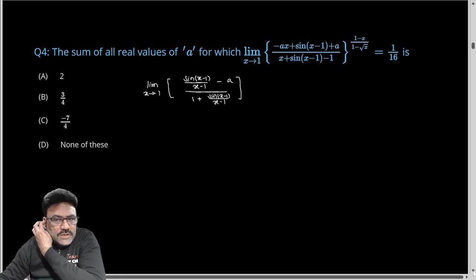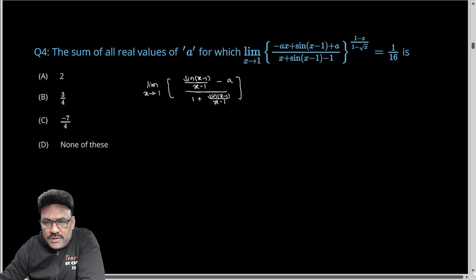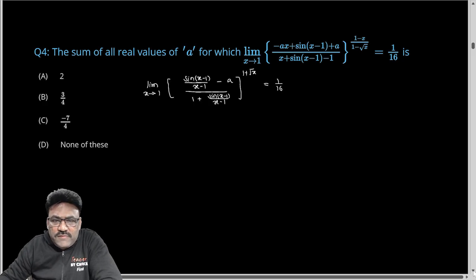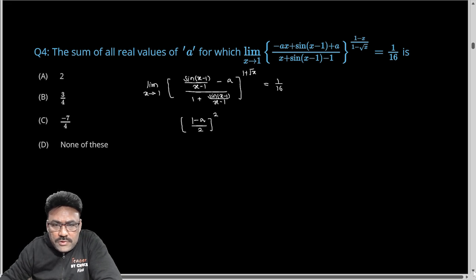If I divide the numerator by x minus 1, I get sine(x minus 1) over (x minus 1), and taking a common, minus a. The denominator has 1 plus (x minus 1) over... and in the numerator power, 1 minus x over 1 minus root x can be written as 1 plus root x. This limit is 1 by 16. Now obviously sine theta over theta is 1 when theta approaches 0. So this limit comes out to be (1 minus a by 2) whole raised to 2. It is 1 by 16.